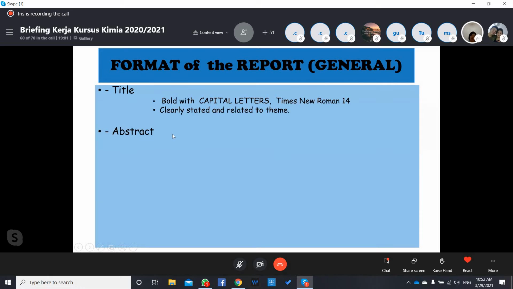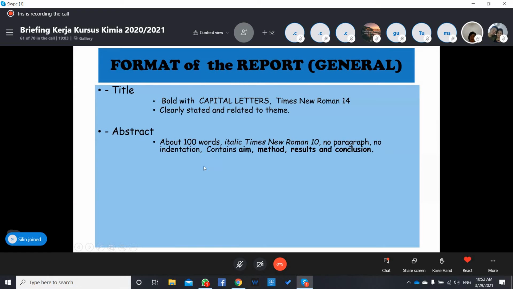So for abstract, about 100 words or maybe maximum I think about 150 lah. Italic, Times New Roman is 10. No paragraph or no indentation. So your abstract itu cannot start with the empty space. You don't have to tap. You just start to write. That is no indentation. So satu saja. Tak ada dua paragraph. Is like one whole piece.